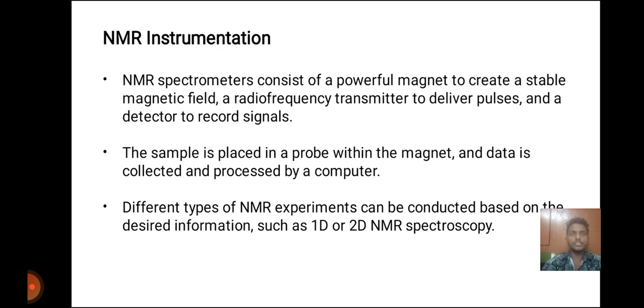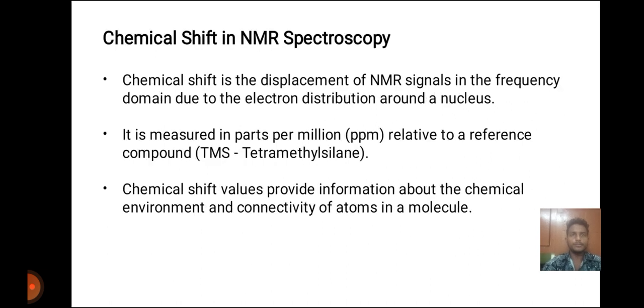NMR instrumentation. NMR spectrometers consist of a powerful magnet to create a stable magnetic field, a radio frequency transmitter to deliver pulses, and a detector to record signals. The sample is placed in a probe within the magnet, and data is collected and processed by a computer. Different types of NMR experiments can be conducted based on the desired information, such as 1D or 2D NMR spectroscopy.